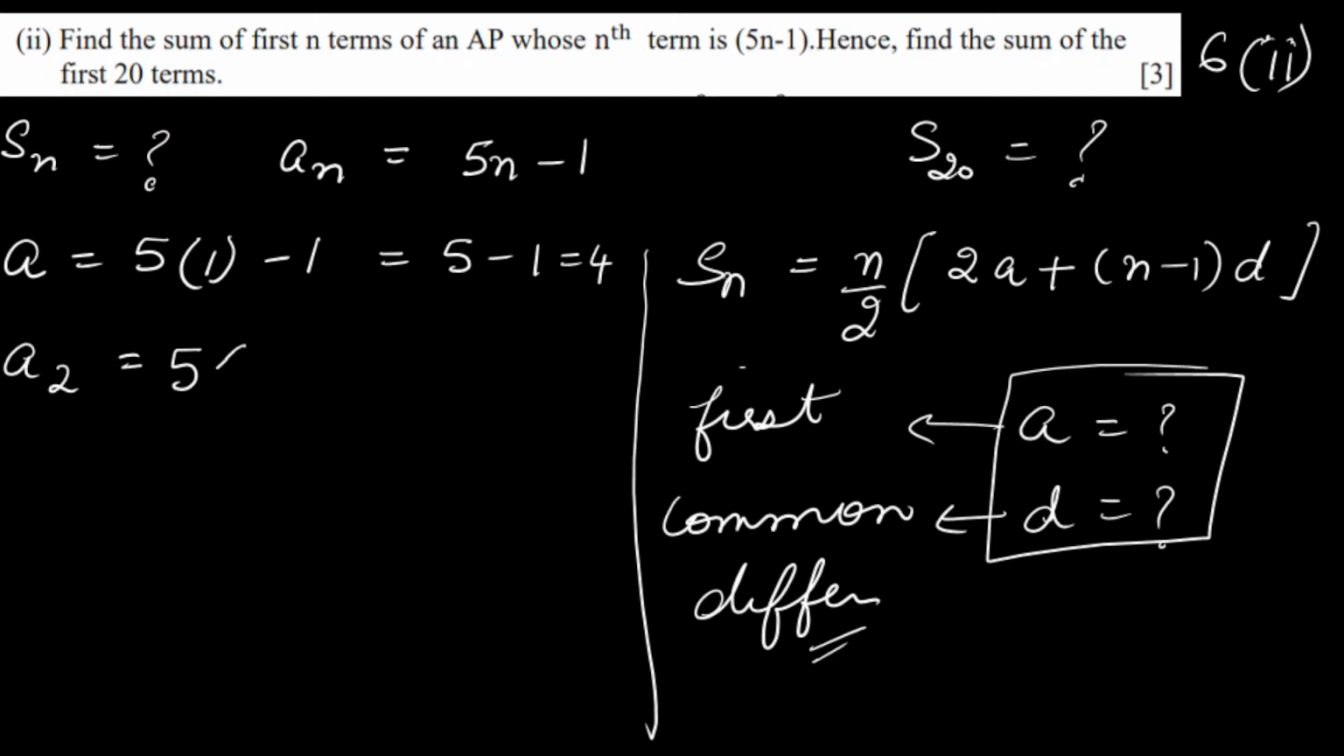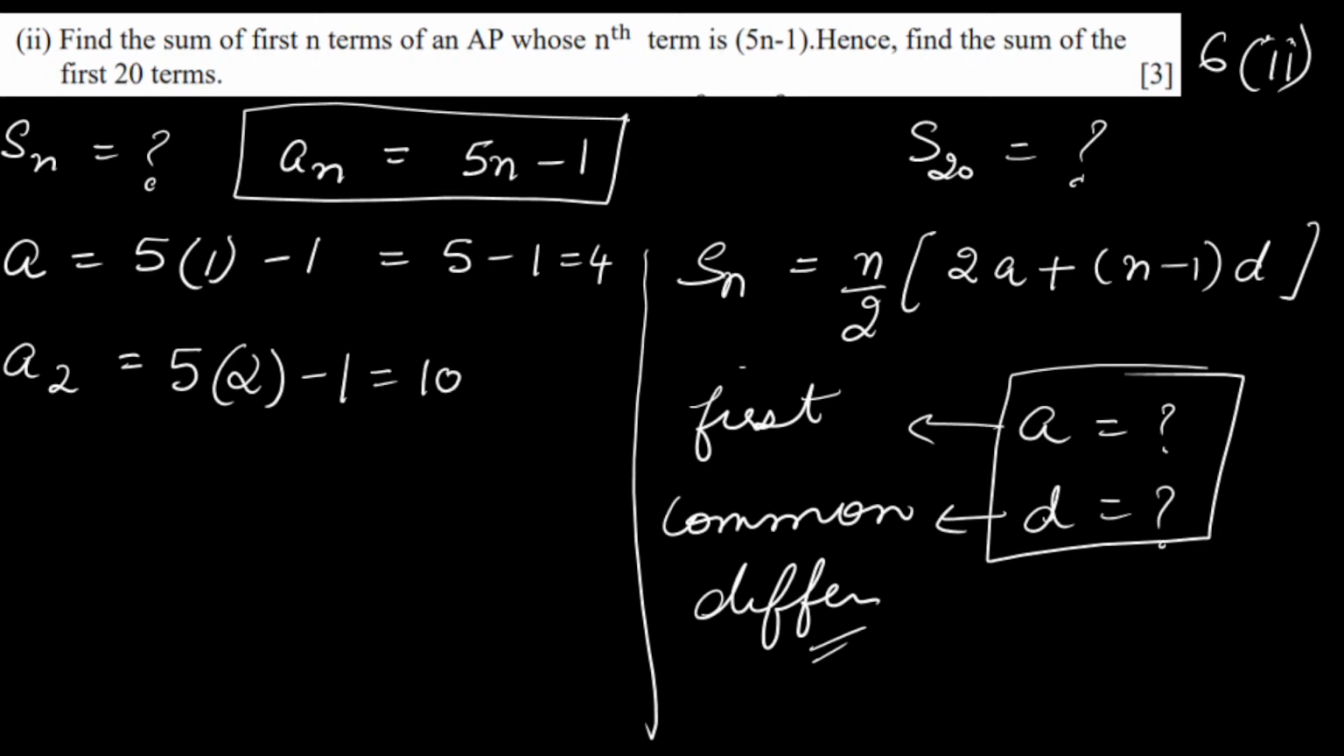So for the second term, the value of n we will substitute as 2. Only n's value we have to substitute as 2. So 5 into 2 minus 1, 5 into 2 is 10, 10 minus 1 is equal to 9.